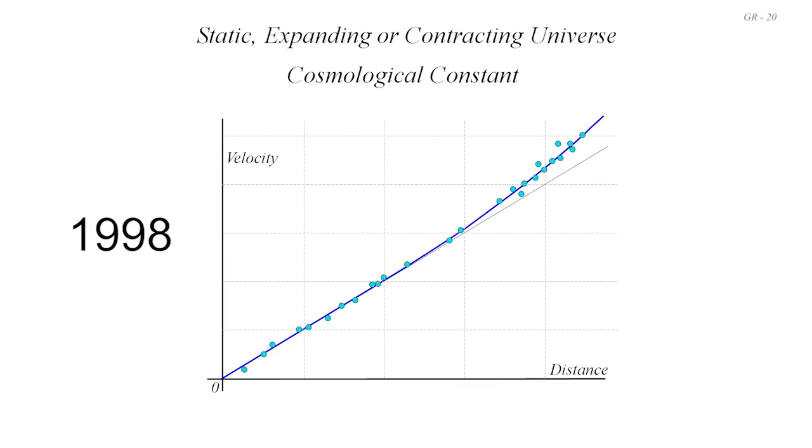This unexpected result, the departure from what was thought to be a straight line, meant that not only was the universe expanding, but it was doing so at an accelerated rate. Galaxies were therefore moving away from one another faster and faster.